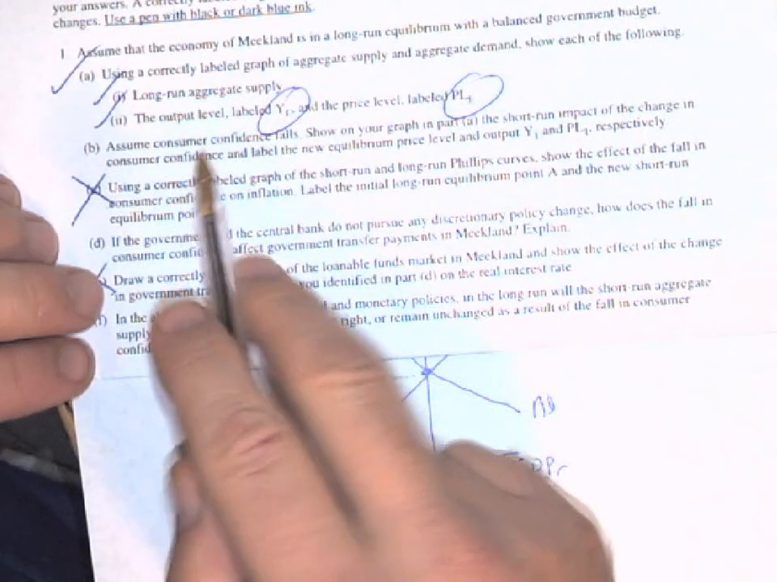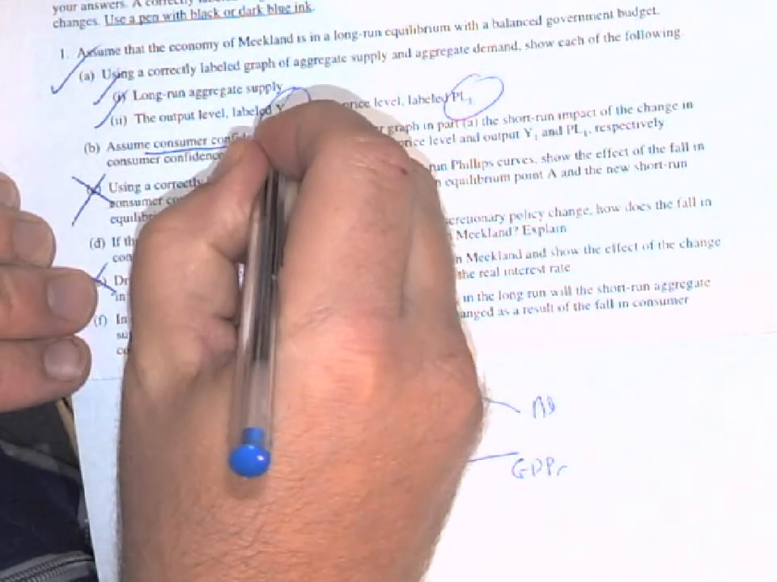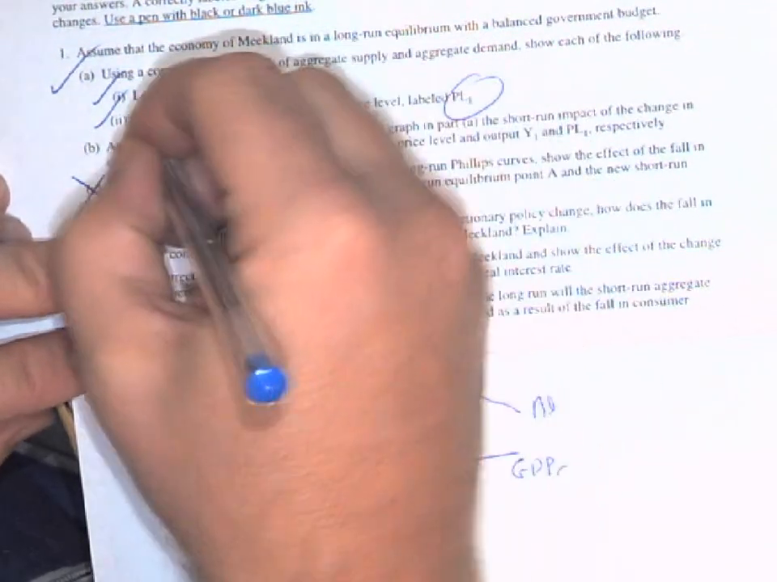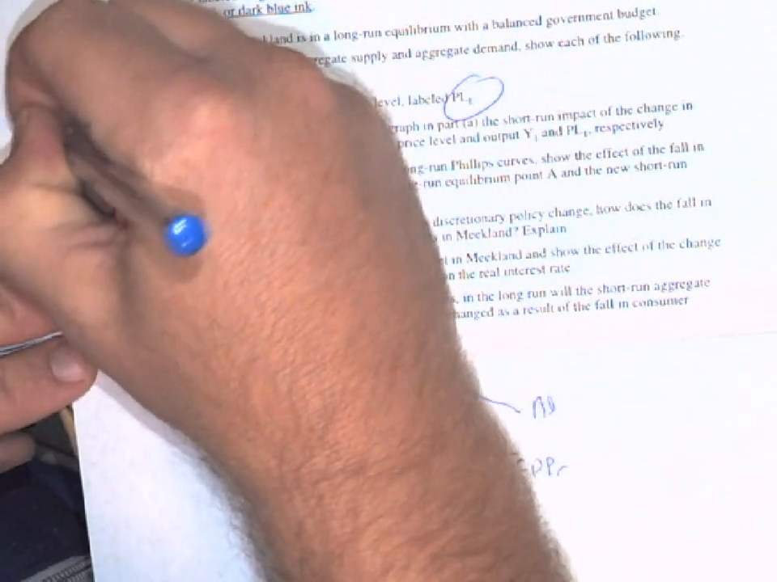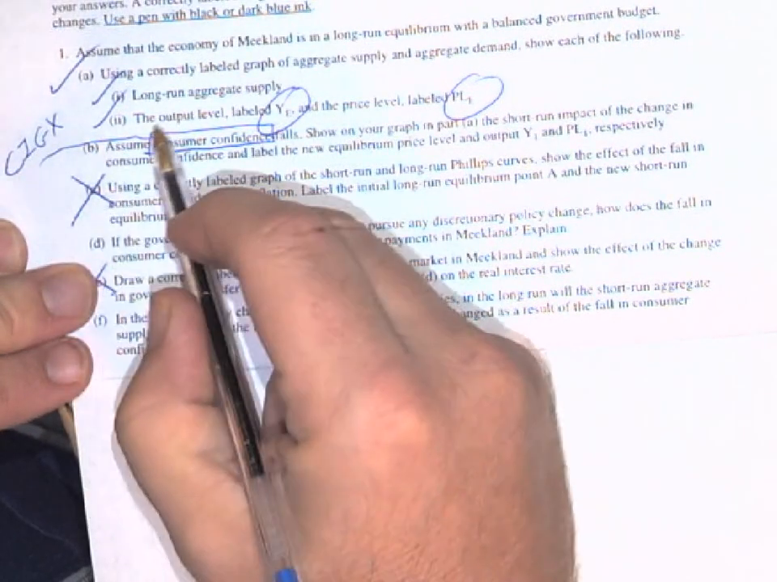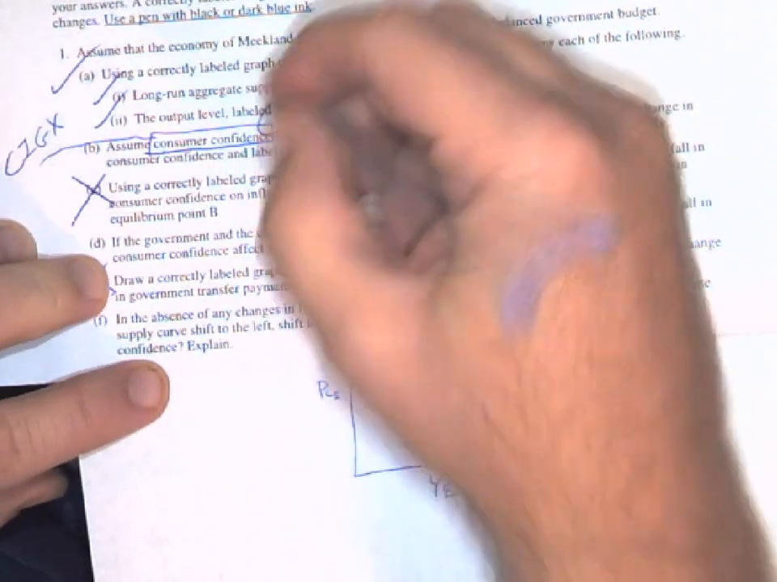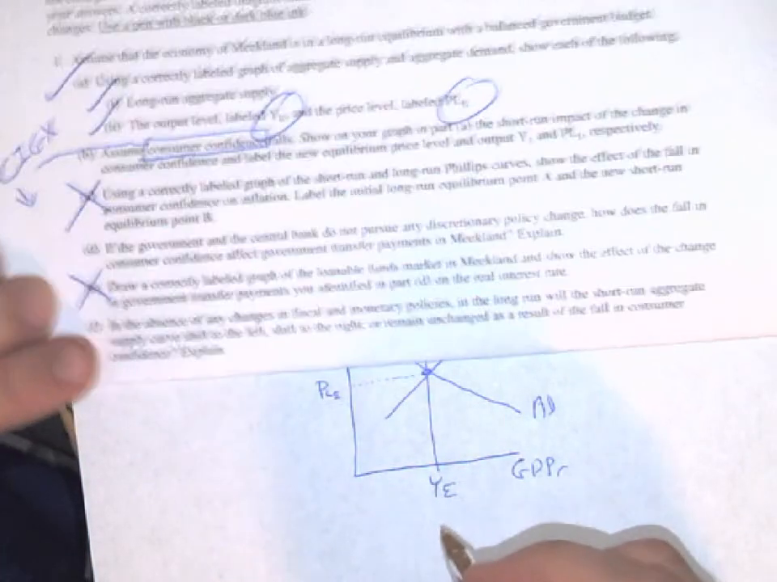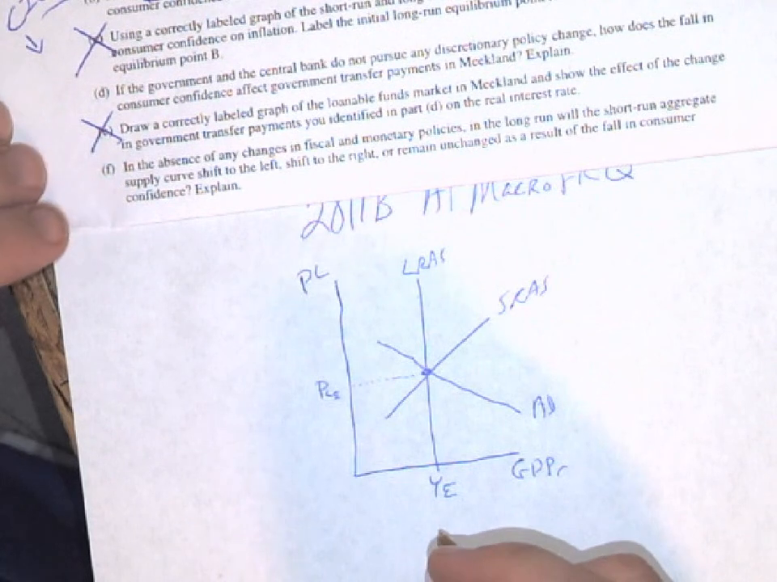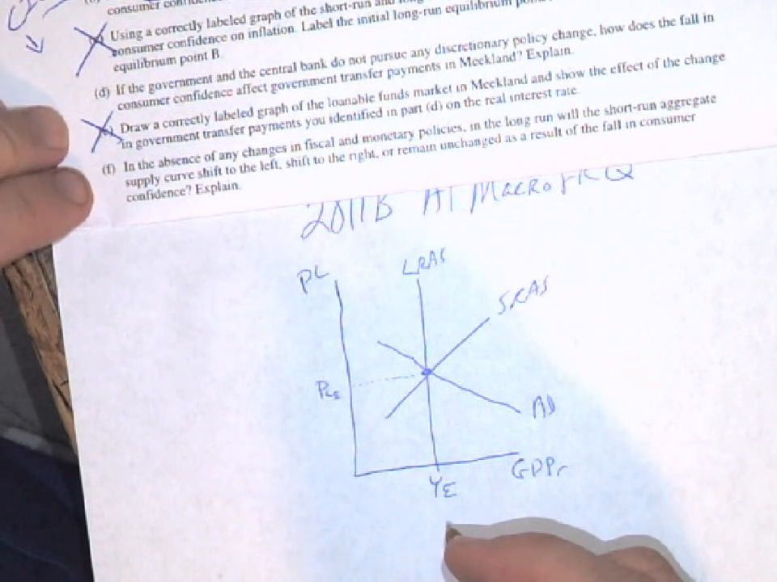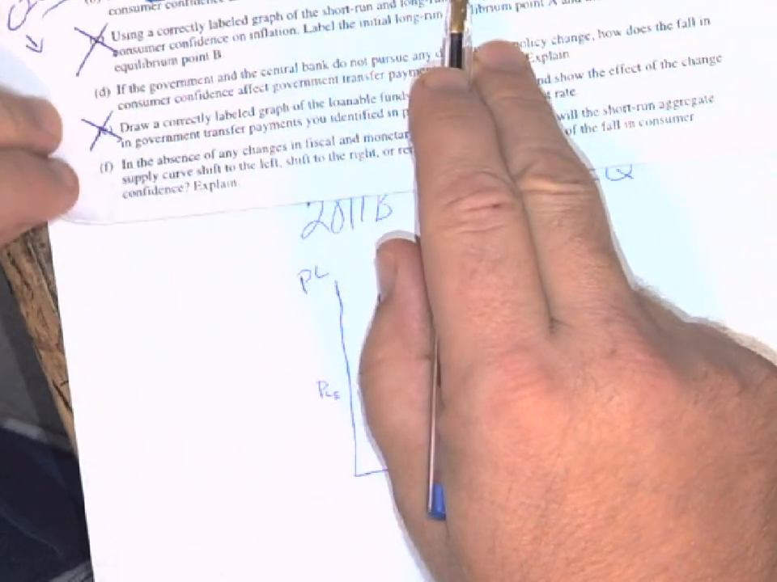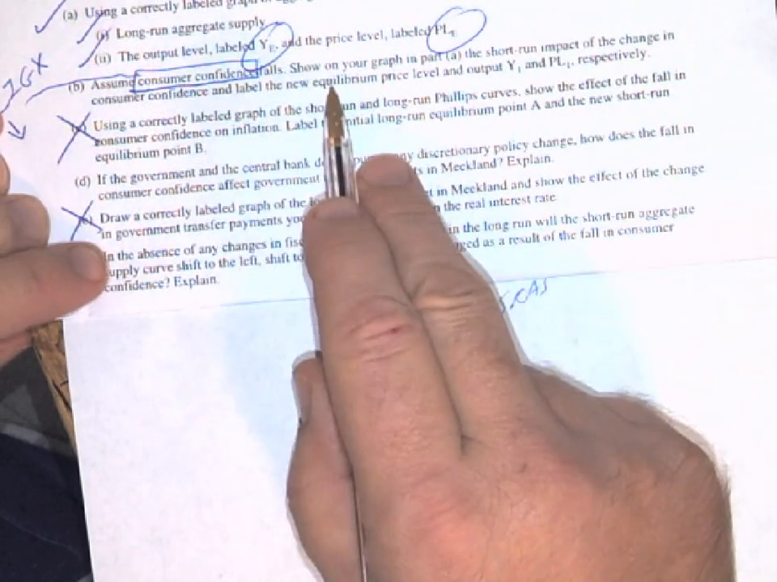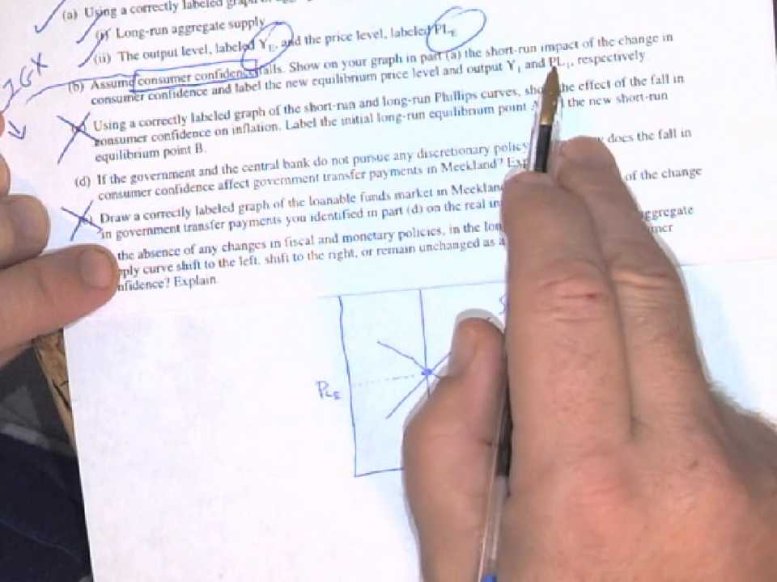Alright, so assume consumer confidence falls. So consumer confidence, I'm going to think to myself, that is the C in Sig X. So consumer confidence or consumption is going to decrease. And of course, what that tells me is that Sig X goes down, GDP or aggregate demand is going to go down. Show in your graph from part A the short run impact of the change in consumer confidence, and label a new equilibrium price level and output Y1 and PL1.